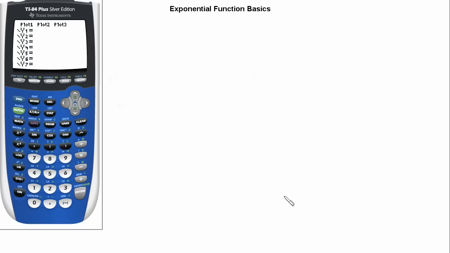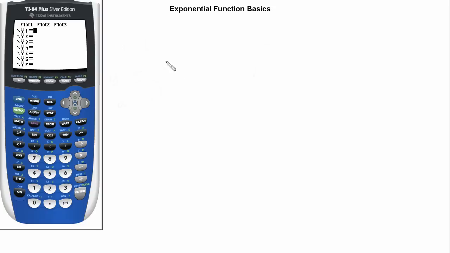Okay, in this video we're going to talk about some exponential function basics. This will be very similar to some other topics we've covered. We're going to be looking at tables and graphs and being able to interpret those tables and graphs, and also equations, and be able to apply those to problem situations. That's our goal with what we're going to be talking about. So let's get started on that.